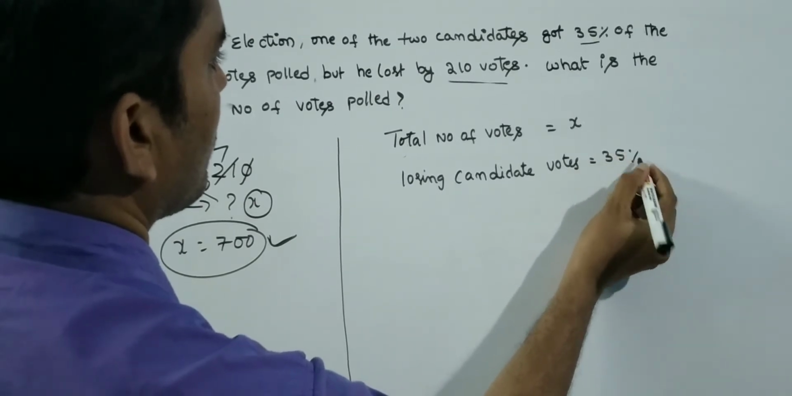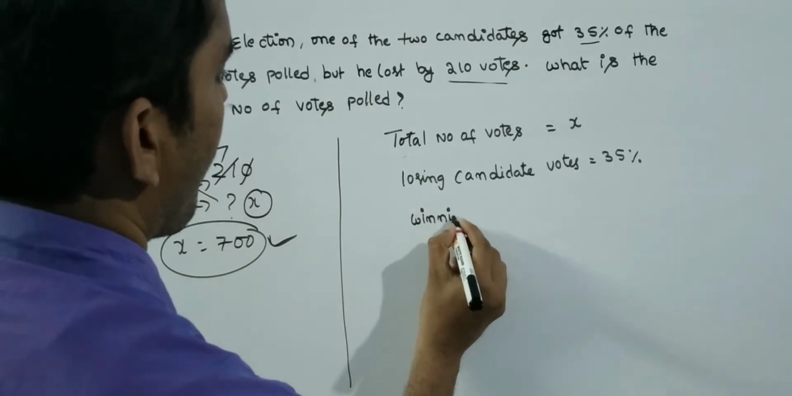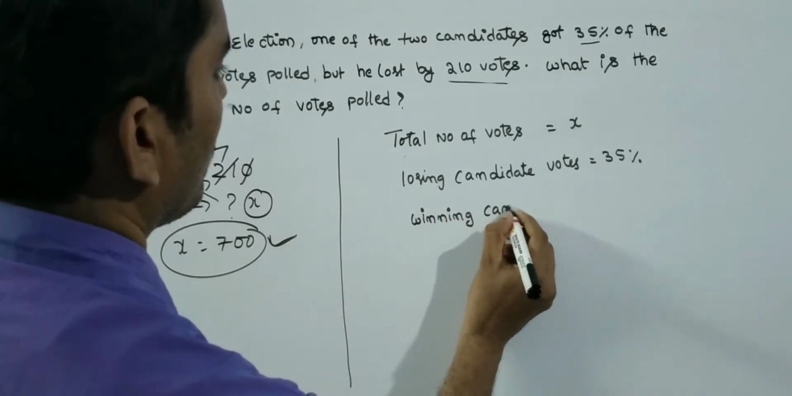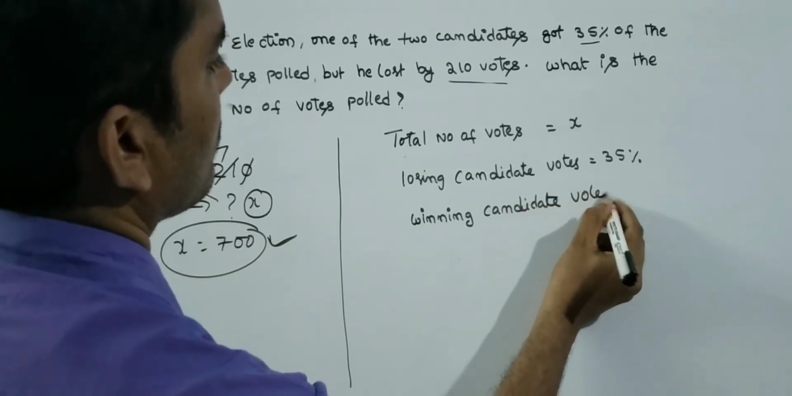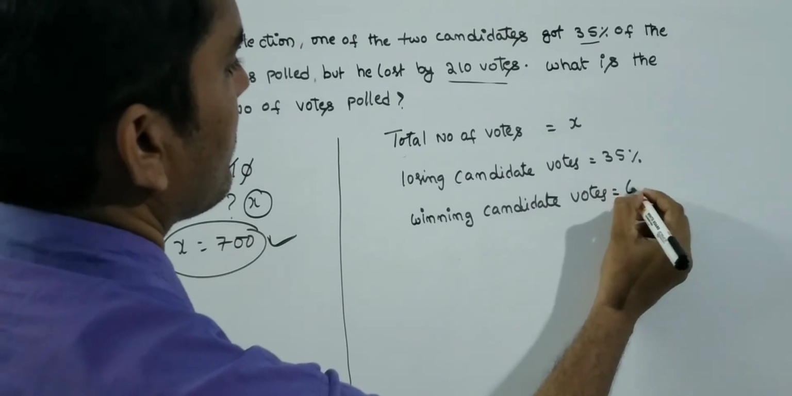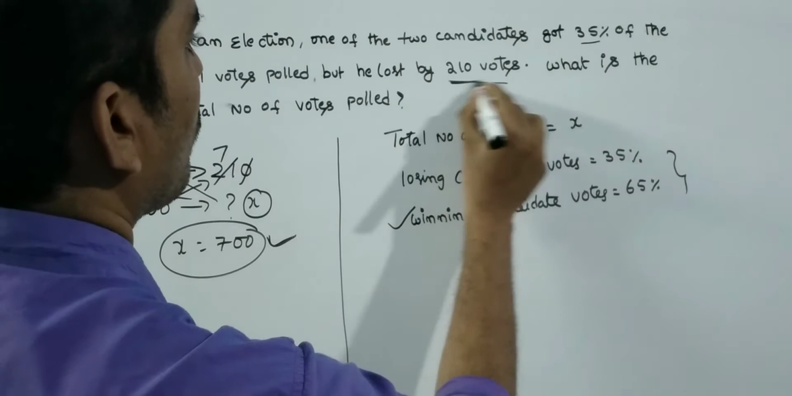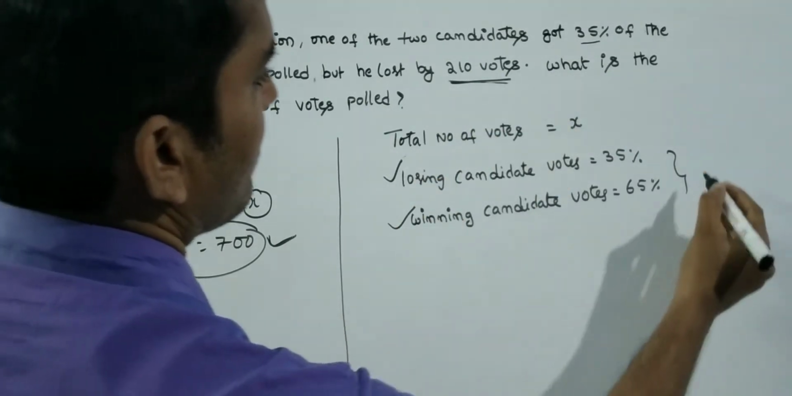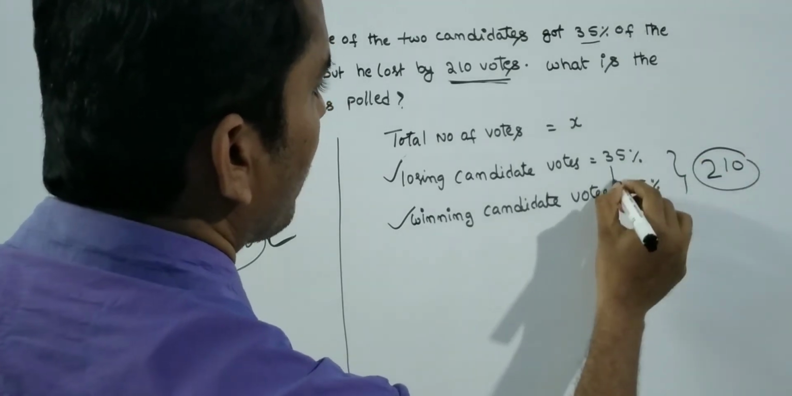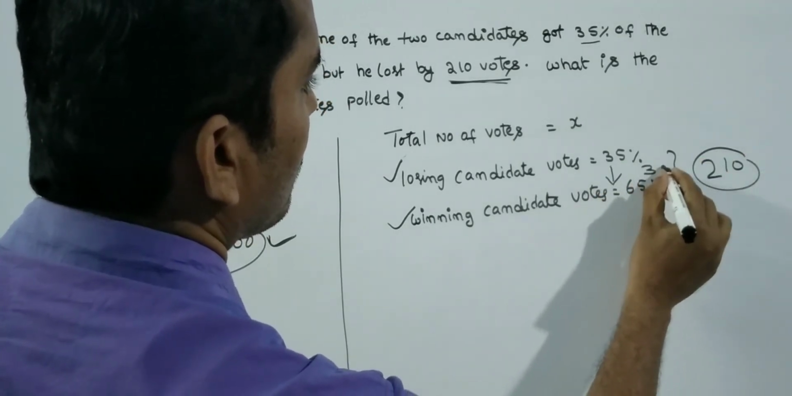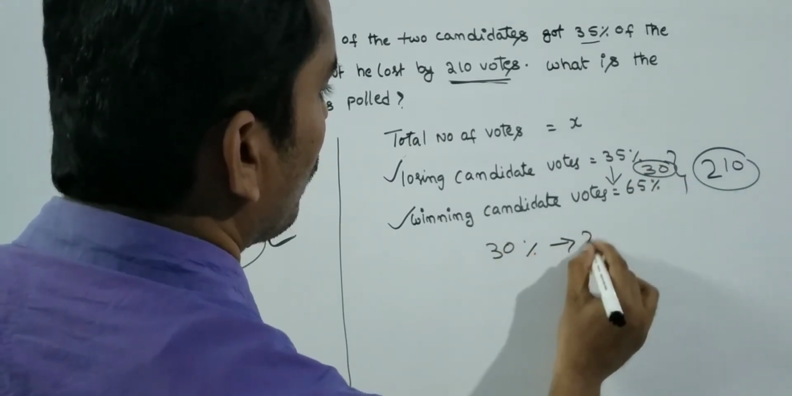35 percentage. That means winning candidate votes equal the remaining 65 percentage. See friends, this person got 210 votes more than the losing candidate. That means the difference between the two candidates is 210. So the difference between the percentages is how much? 30 percentage. So 30 percentage equals 210.